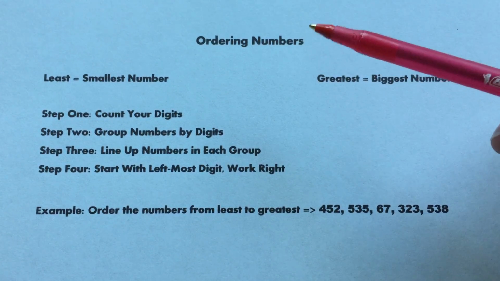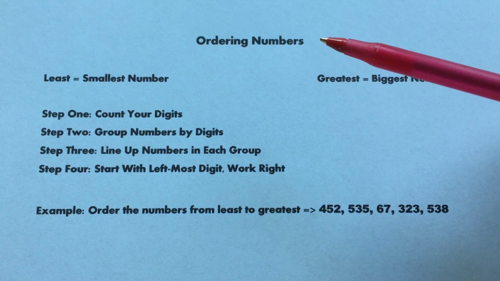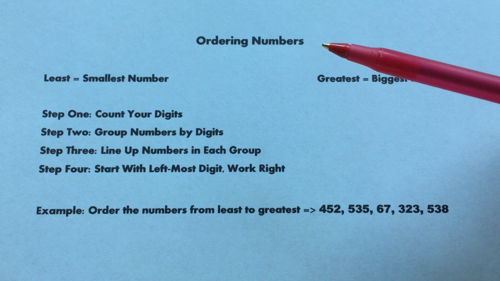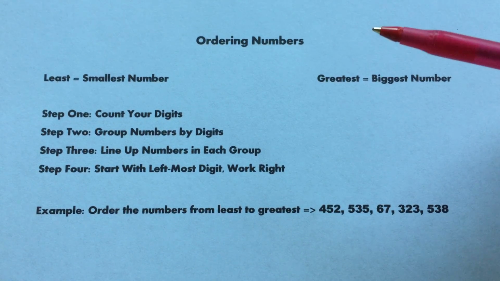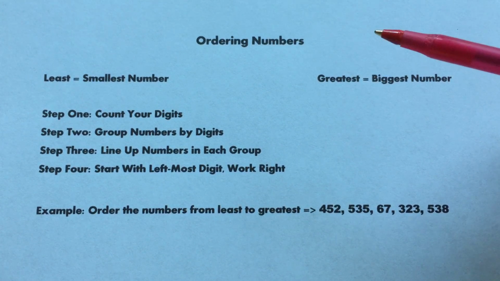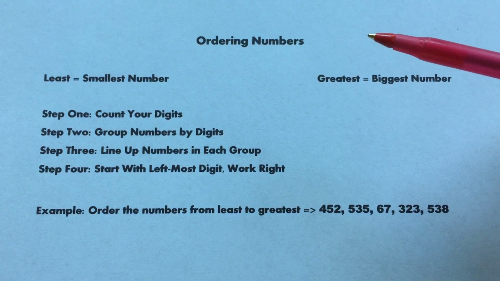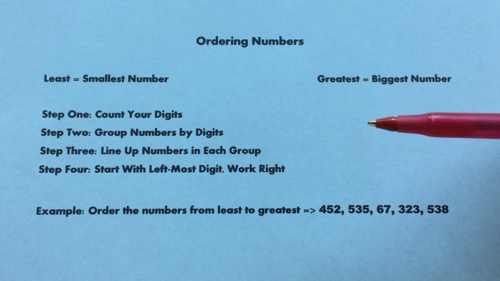Now, that does not mean that we are going to go to a restaurant and order numbers off the menu. We're not going to order them alongside a large fry and a fountain drink. No, we are going to put numbers in order, which means we are going to order them from smallest to biggest or biggest to smallest. We're going to put them in a certain order. Okay, so that's what we mean by ordering numbers.